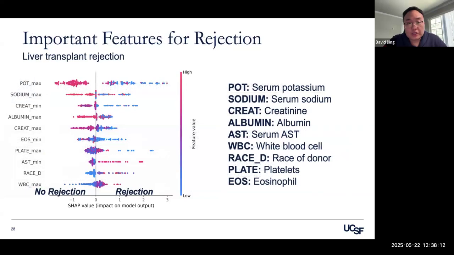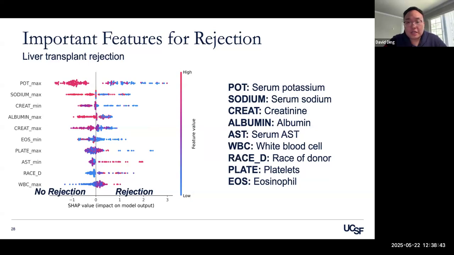And here are the results on the liver transplant rejection. On the left figure, the most important feature is the serum potassium, and we can find that most of the low values of the serum potassium contribute to the rejection after the liver transplant. The serum sodium, creatinine, and albumin are also highly related to the liver transplant. And an interesting thing here is that we can remember the MELD score.